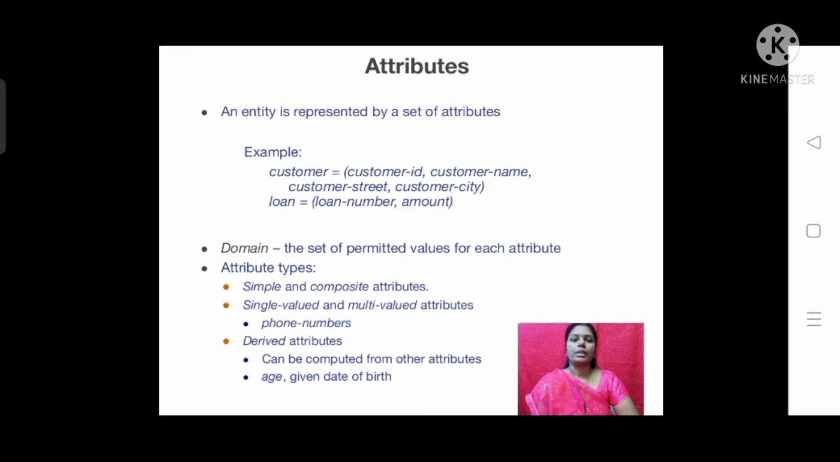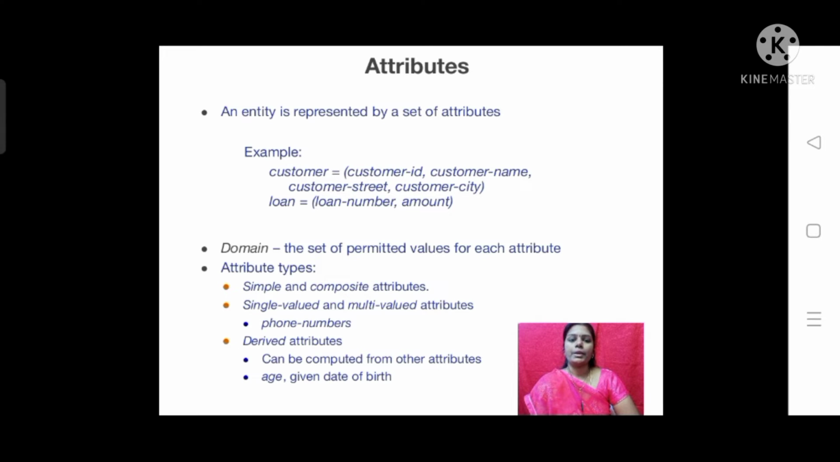Domain. What is a domain? A set of permitted values of each attribute. What are the permitted values? It means the range of values is called the permitted values, and the attribute types. What is meant by an attribute type? The attribute type may be simple and composite attribute, single-valued and multi-valued attribute, and derived attributes. What is a composite attribute? The name of a person contains the first name, middle name, and the last name. In this situation, the first name, middle name, and the last name are called the composite attributes.